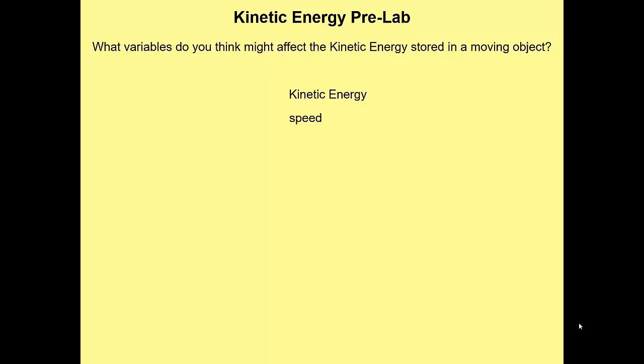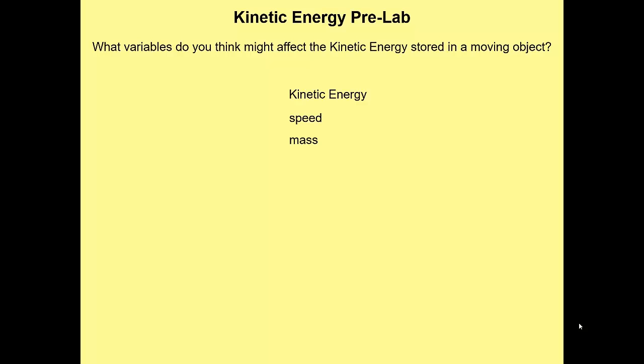What if I threw a tennis ball at you at a certain speed? And then I threw a bowling ball at you at the same speed. Yeah, see, that would also have a different amount of ability to produce change. Right? And that's due to the object's mass. So this is a three-variable lab.